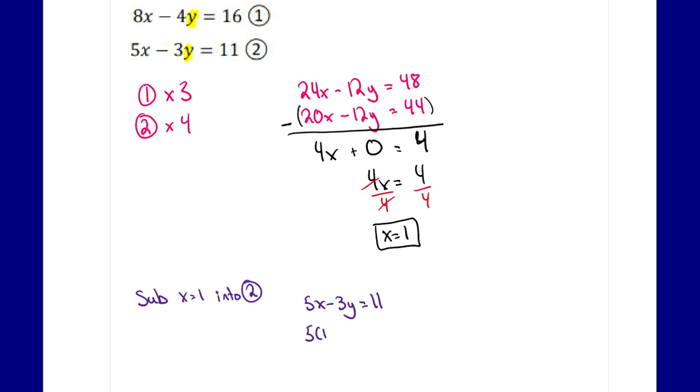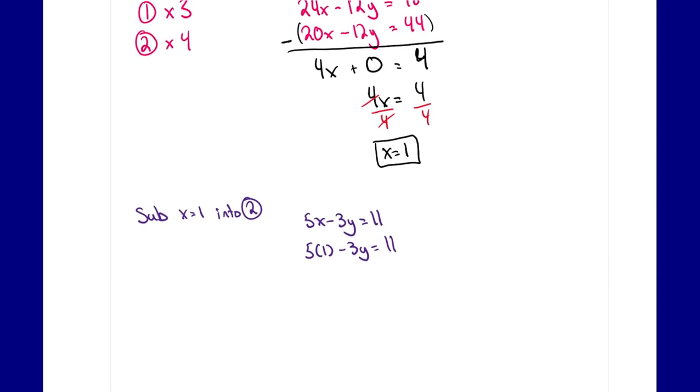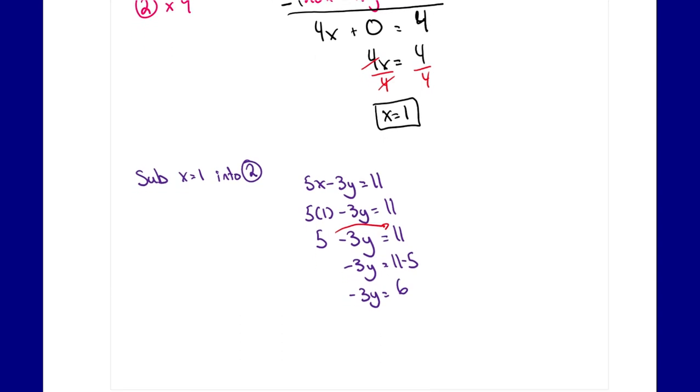So 5 times 1 minus 3y equals 11. And now I'm going to solve for y. So 5 times 1 is 5, minus 3y equals 11. Move the 5 over, it becomes subtraction. Negative 3y equals 11 minus 5. Negative 3y equals 6. Divide both sides by negative 3 to get y by itself.